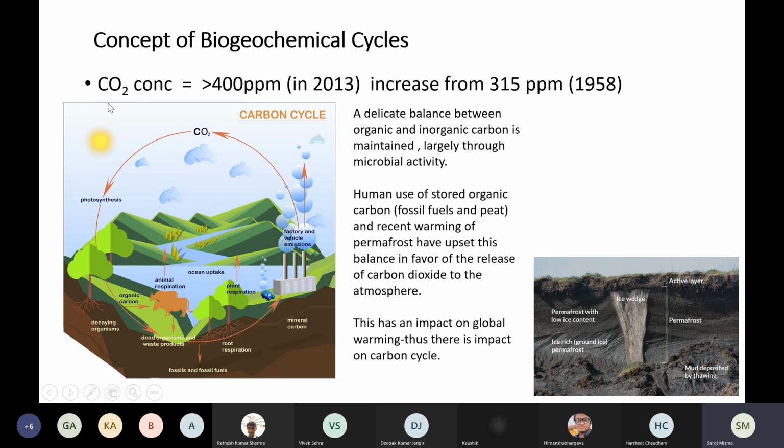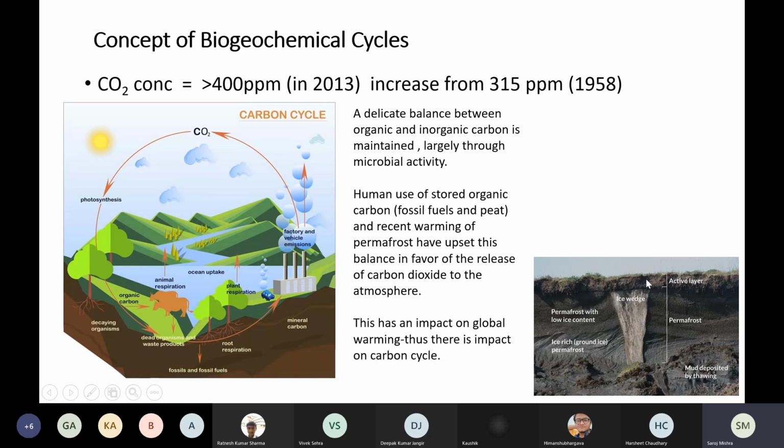Now CO2 also happens to be responsible for global warming. That's the reason we say that because of this increase in carbon dioxide, it's a greenhouse gas, and it leads to an increase in the environmental temperature. So because of this there is global warming, and at the same time there is also warming of permafrost. What does permafrost mean?